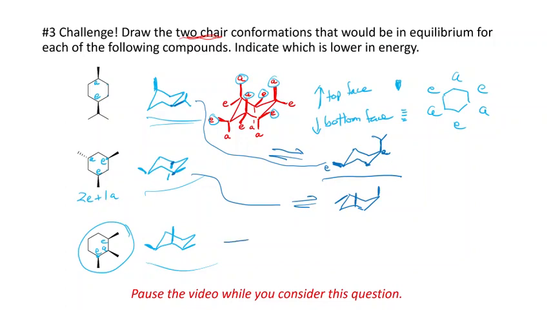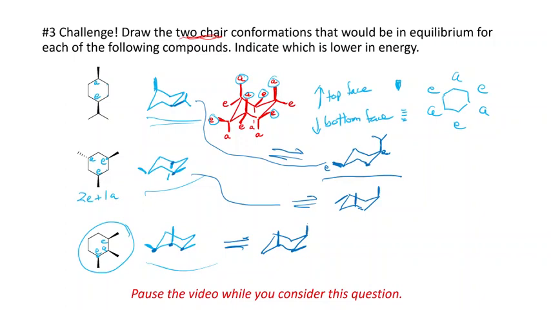Now, this one over here, I'm going to draw the equilibrium. I'm going to draw the same chair. Look at that. But now I'm going to rotate everything one position to the right. Instead of being over here, we're going to be over here. This first one, up, axial now. This second one, up is axial. Well, now it's flipped. It's equatorial. And the final one is equatorial. Well, now it's flipped. It's axial.